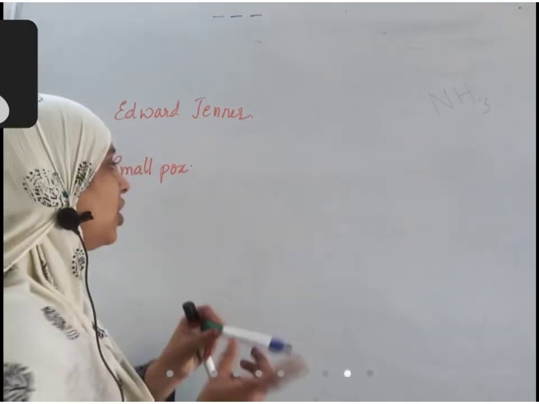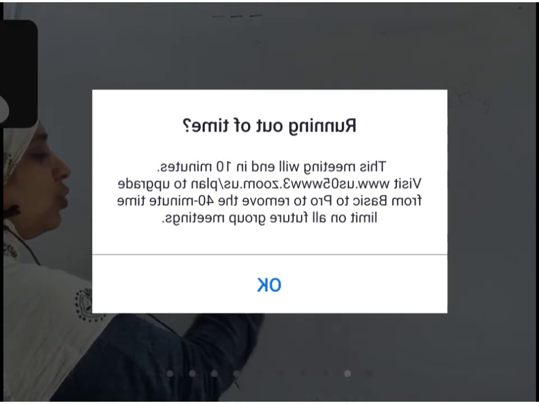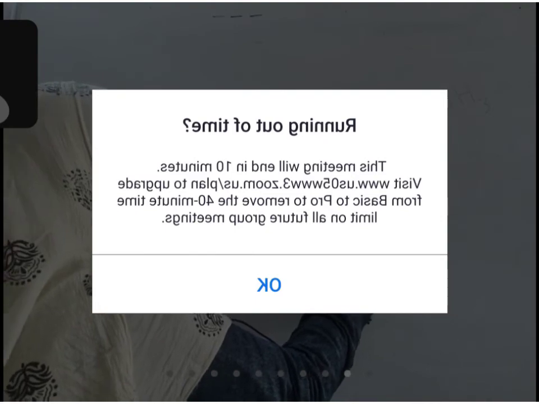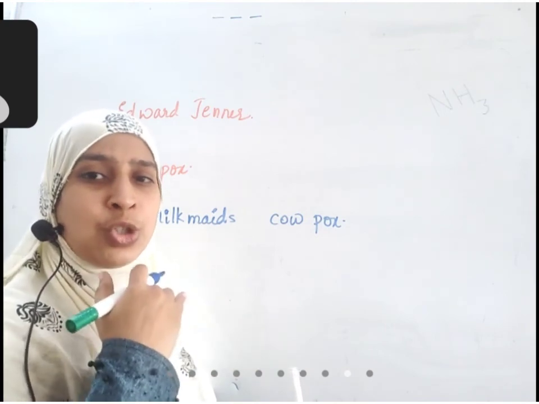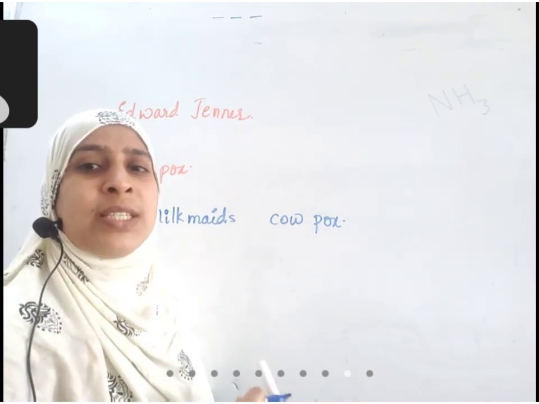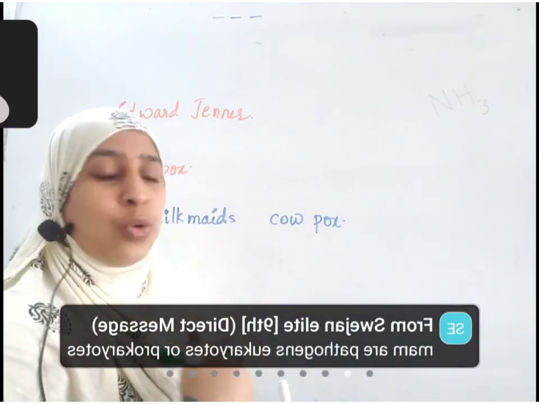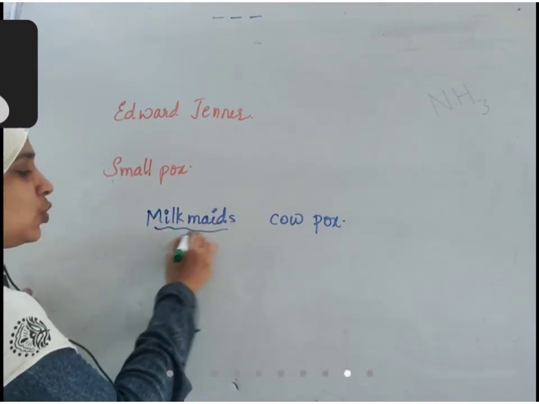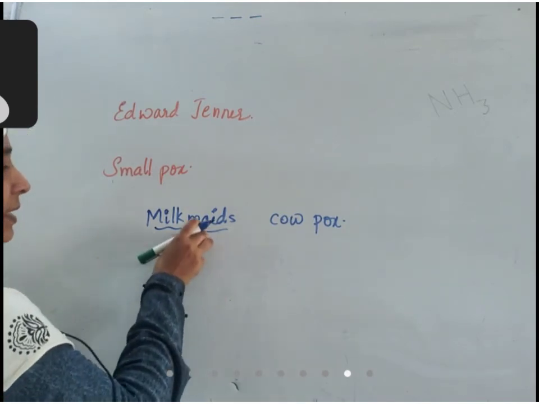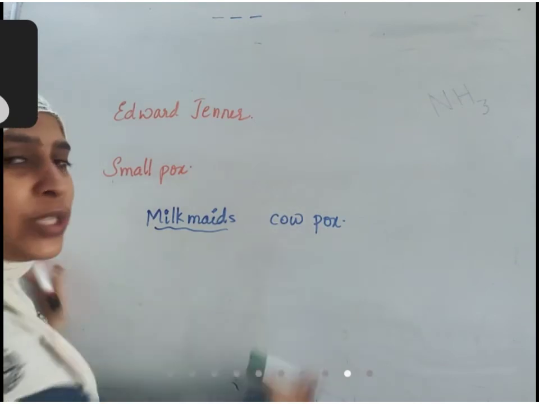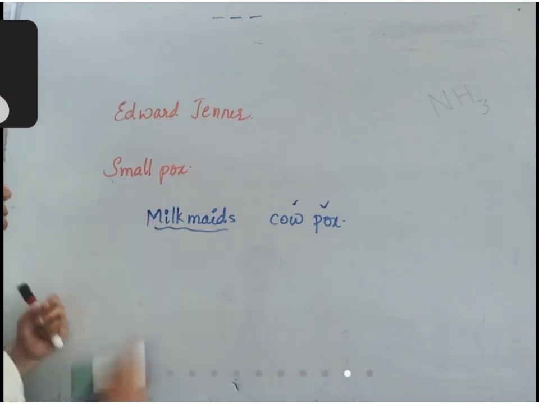What Edward Jenner observed is that milkmaids usually get another infection called cowpox because they are continuously exposed to cows. Cowpox is a similar type of infection which is seen in cows. That cow's infection is seen to enter into milkmaids. Milkmaids are the persons who sell the milk. In these persons' bodies, cowpox infection is common. If cowpox infection is seen, they are not infected with smallpox.